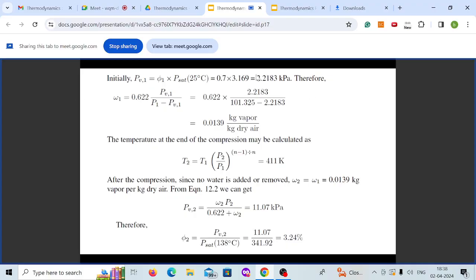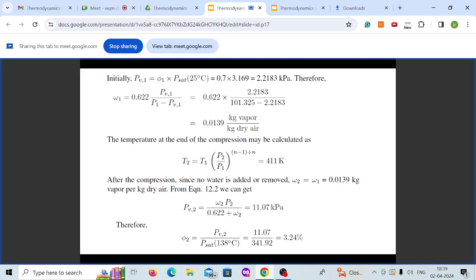So now we know your vapor pressure, we can find out the partial pressure of dry air. Then using your specific humidity relation, 0.622 into your vapor pressure of water divided by your pressure of dry air. So substituting the values, 1 atmosphere is 101.325 kilopascal and vapor pressure is 2.2183. Substituting that will give me the specific humidity as 0.0139 kg of water vapor per kg of dry air.